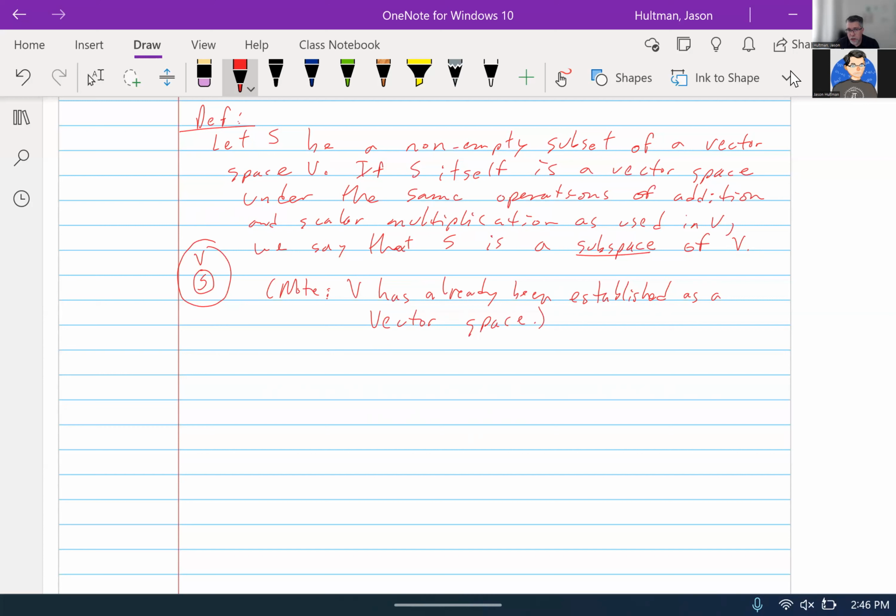The main thing here is: is it closed, and does it have a zero vector? Is there a scalar 1 that I can multiply by? Because if you don't have 1 and the zero vector in your subset, then you're not going to have a vector space, and it's not going to be a subspace. But this is saying if we have all of that, and S is a vector space as well, then we call it a subspace of V.